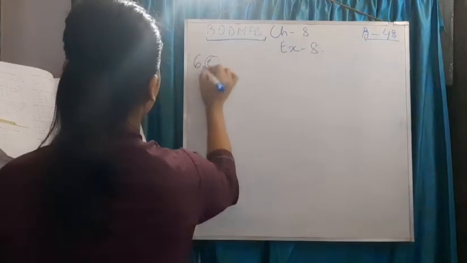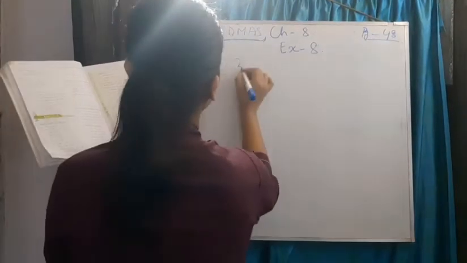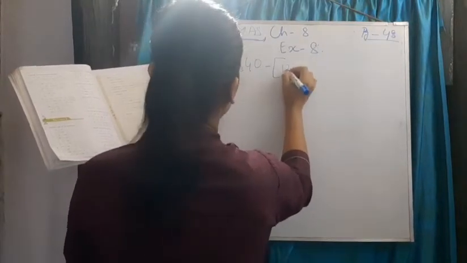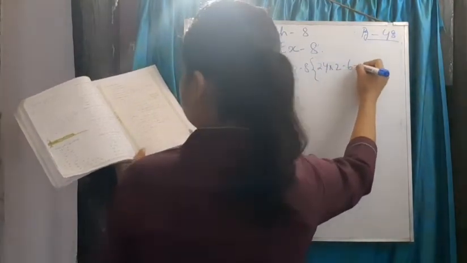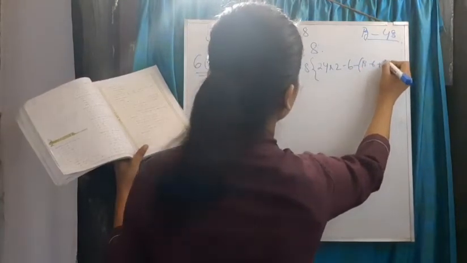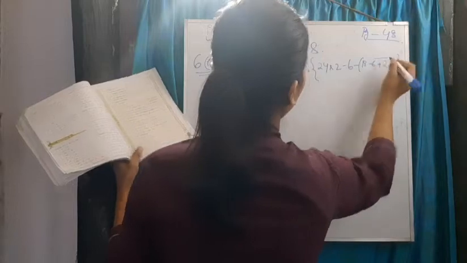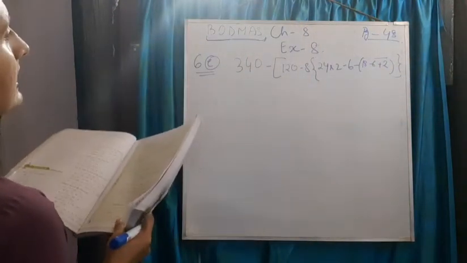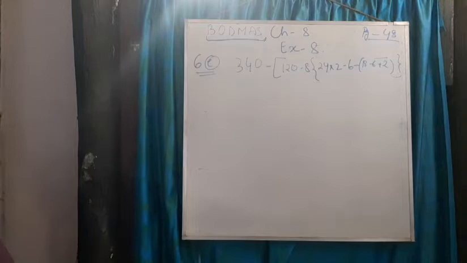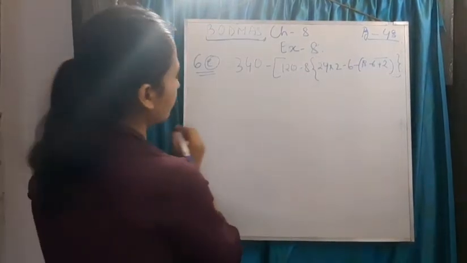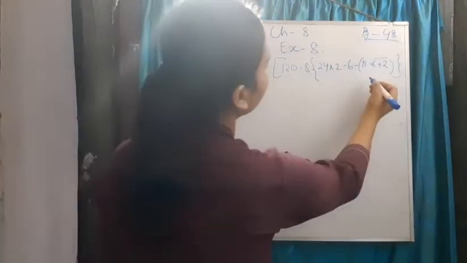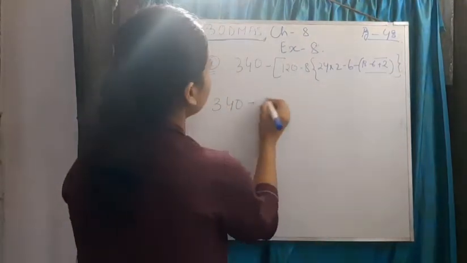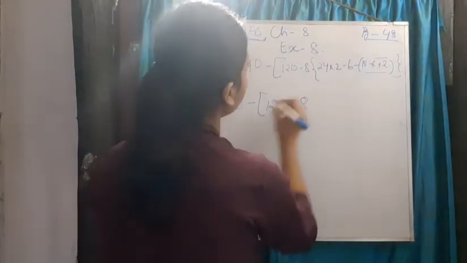Question number 6, E. So 340 minus 120 minus 8, 24 into 2 minus 6 minus 18 minus 6 plus 2. So the line bracket is over 6 and 2, right? Okay. So let us try to solve this. 340 minus 120 minus 8.